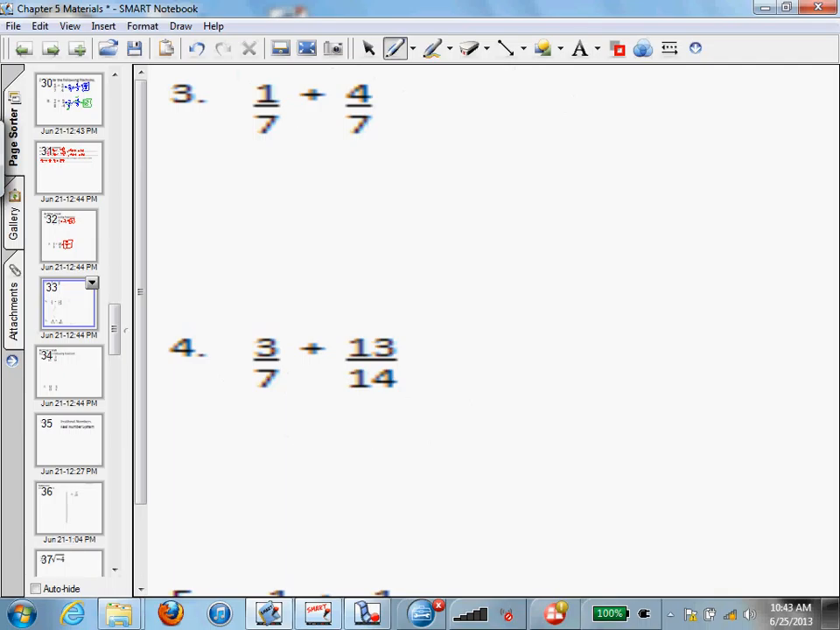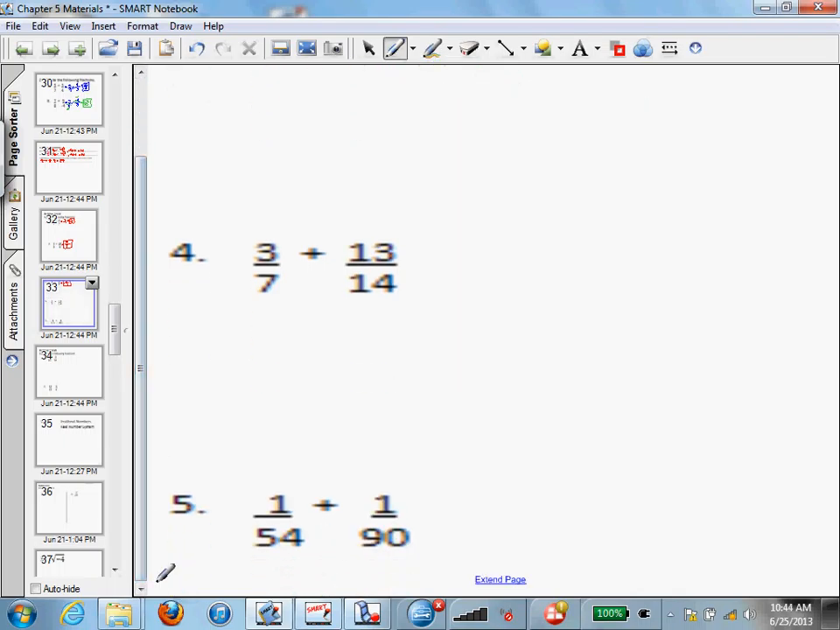Okay, looking at 3, I believe it's the last with the common denominators for adding. Since they both share the 7, let's keep the 7 on the bottom. Now worry about what's on top. 1 plus 4 is 5, excuse me. So the answer is 5 over 7.